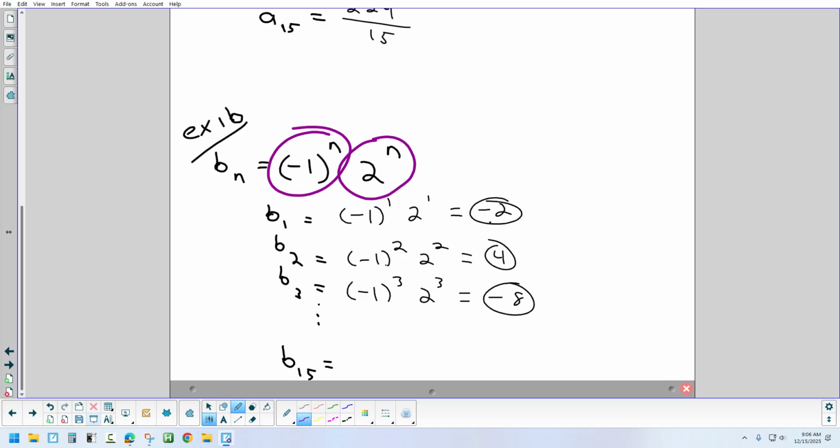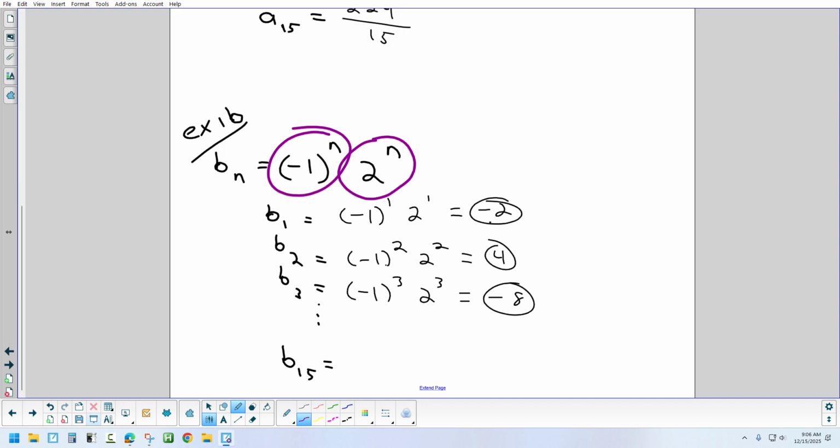Okay, so b to the 15th power. First of all, is it going to be a positive or a negative term? Yeah, it's going to be a negative. All the odd ones are going to be negative. So we could just put the negative right there. That takes care of negative 1 to the 15th power. It's just a negative 1.